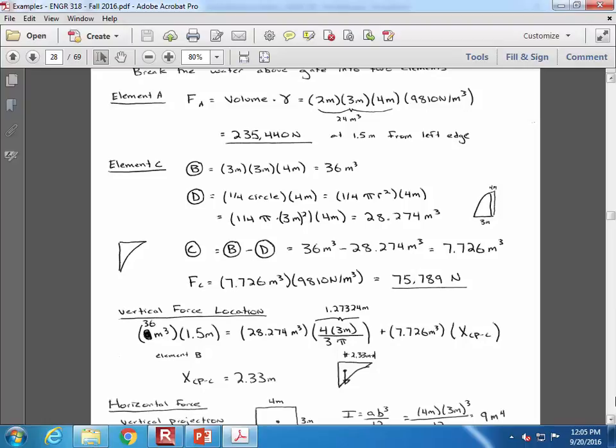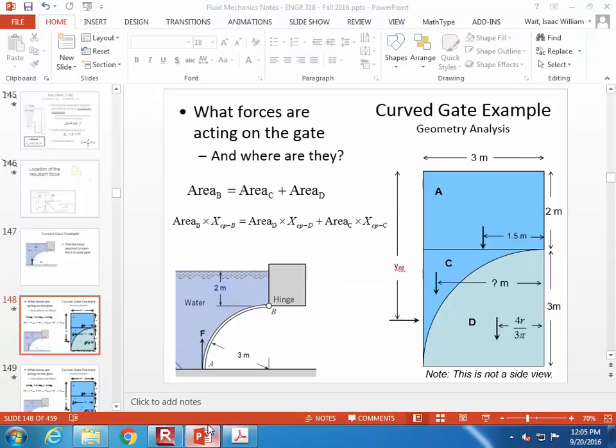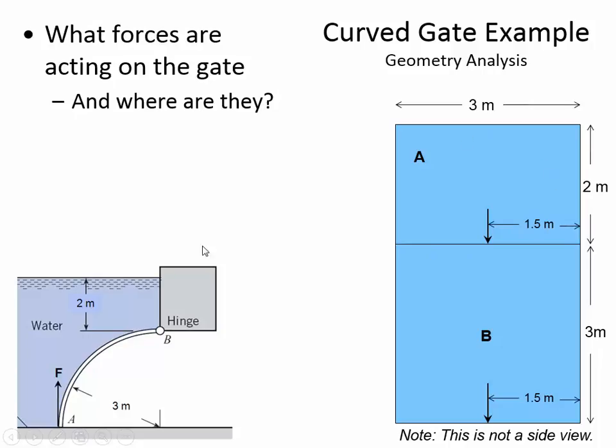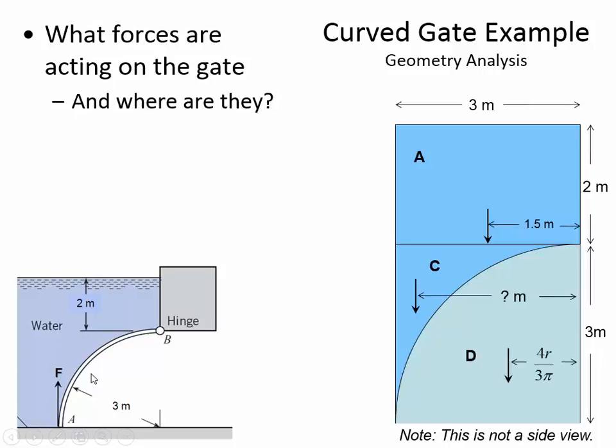So A, just to refresh your memory, if you go back here to the view of it, it's that rectangle that's above the water, immediately above the gate. And then element B is the overall distance from here. And then we break B up into the two pieces, which are C, which is where the water is, and D is where the water isn't. It's the water that's being held back by the gate.